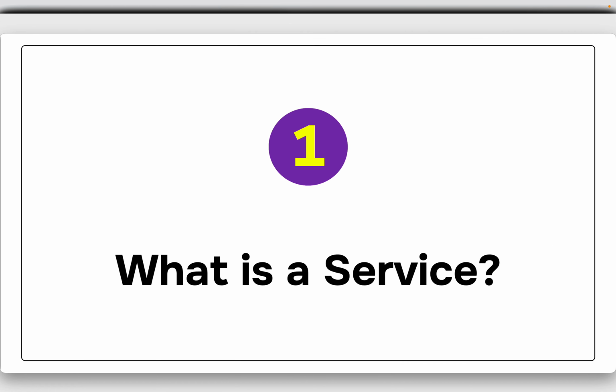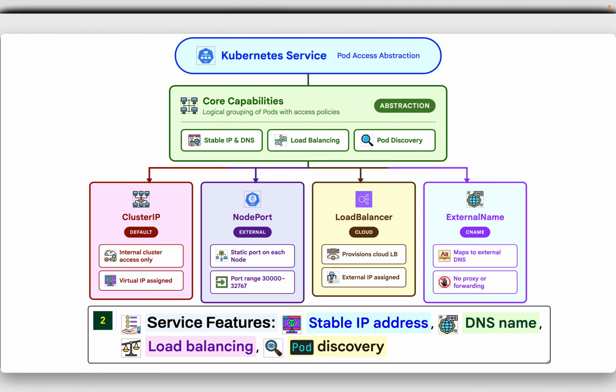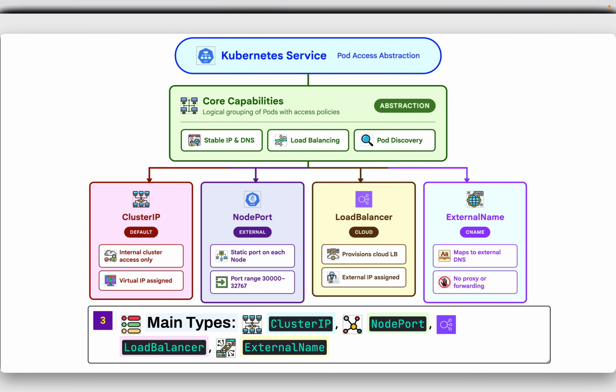First topic, what is a service? A service in Kubernetes is an abstraction that defines a logical set of pods and a policy to access them. Services provide a stable IP address and DNS name, load balancing, and allow for the discovery of pods in a distributed system. There are four main types of services: cluster IP, node port, load balancer, and external name.